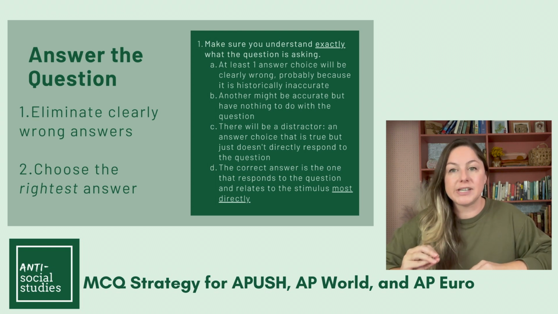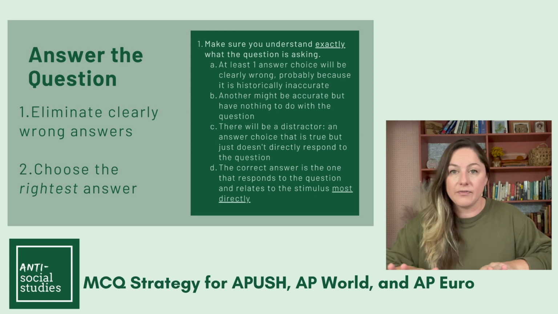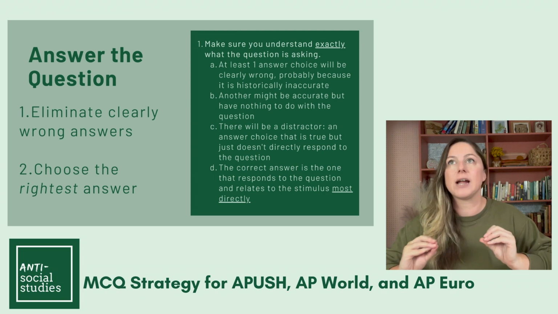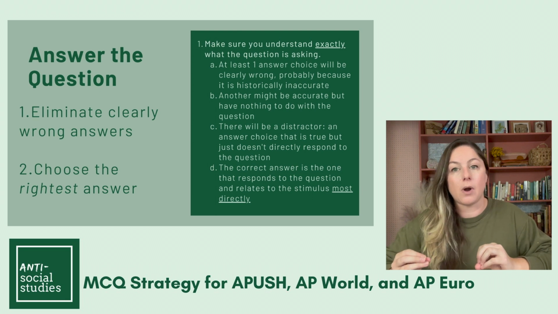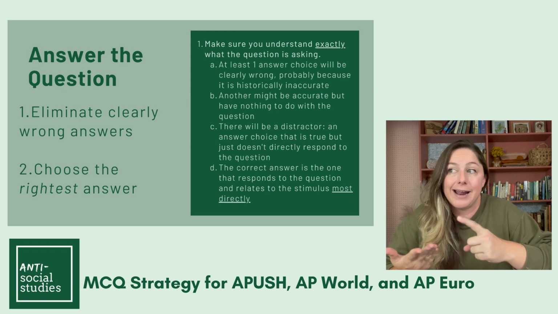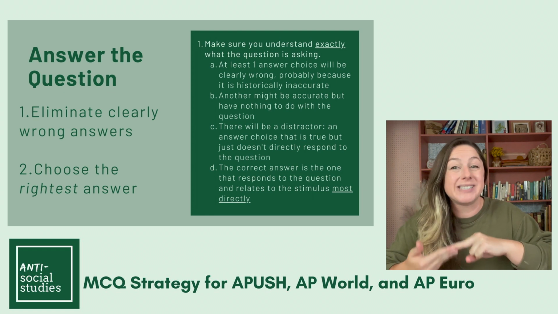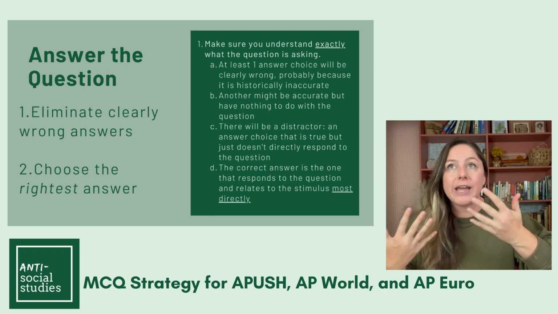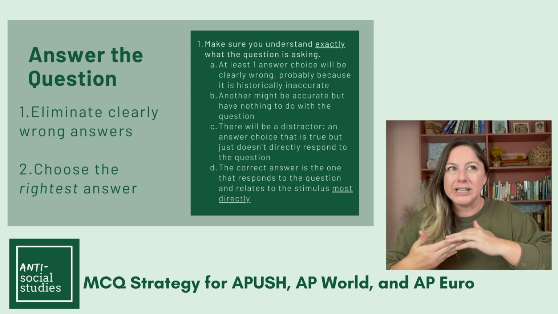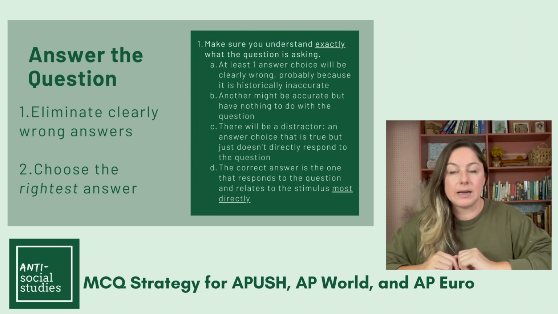Really, the first step is if you can eliminate at least one or ideally two answer choices right off the bat before you get too confused, that's ideal. And how do you know if an answer choice is wrong? Well, it's one of two things. It's either just straight up historically inaccurate. It's a statement where you're like, yeah, that did not happen in this era, or it just didn't happen at all. Or it might be a true, historically accurate statement, but it has really nothing to do with the question that you're being asked. Just cross those out, move on, never think about them again.